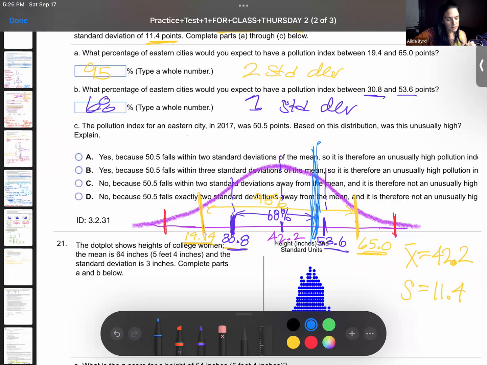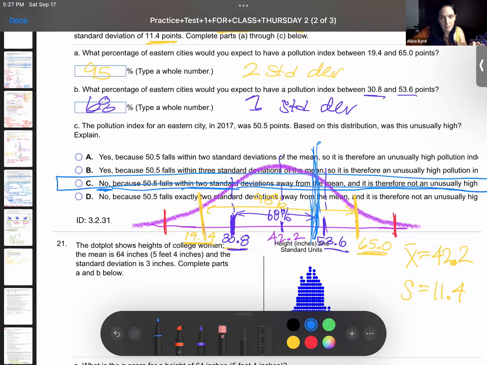Yeah, so as long as it falls within 2 standard deviations, we're not going to say it's unusually high. So we're going to say, no, it's not unusually high, right? Because it falls within. It's not exactly, because exactly 2 standard deviations would be 65 or 19.4, but it falls within 2 standard deviations, and therefore it's not an unusually high value of the pollution index, okay?